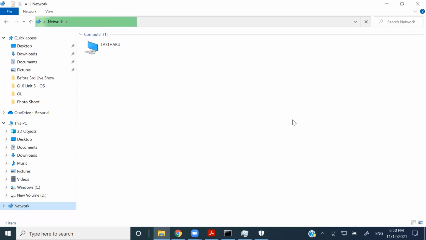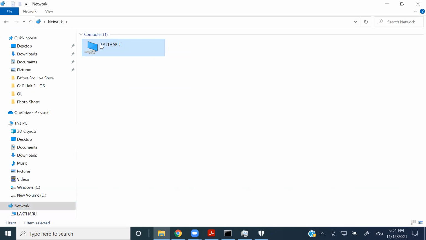Since my device is not connected to a network, it can only show myself as a member of the network. If you go and search in your school computer lab, most probably, since they are networked together, you will see the network devices inside this. So you will see different kinds of devices which belong to the network.